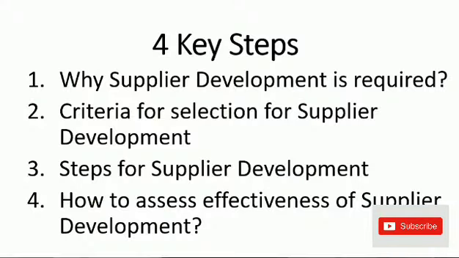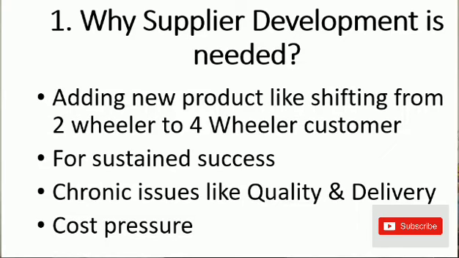So, I'll put the entire thing into 4 steps. The first step is why the organization wants to develop any supplier. The second step is, once the organization decides to develop the supplier, what will be the criteria for selection? The third step will be how to do the supplier development. And the fourth and last step is how to assess whether the supplier development process has been effective or not. So let me start with point number 1.